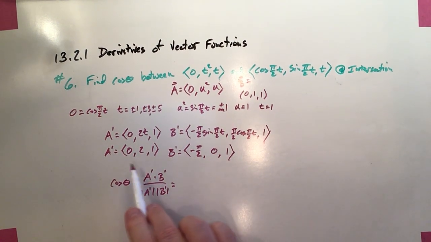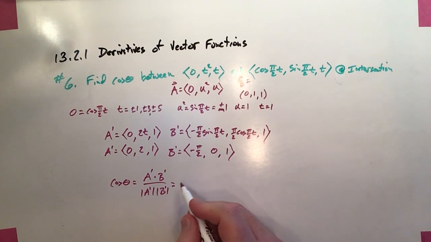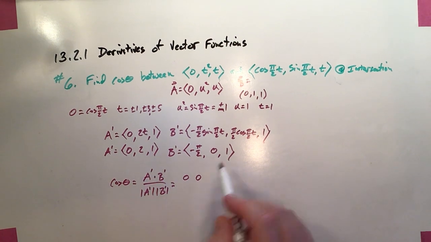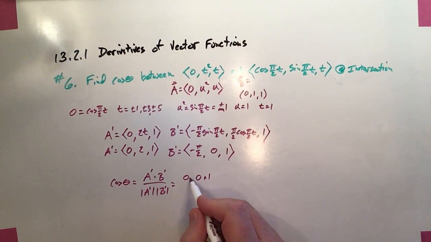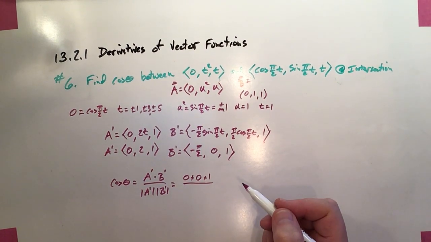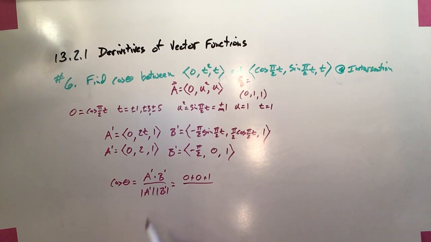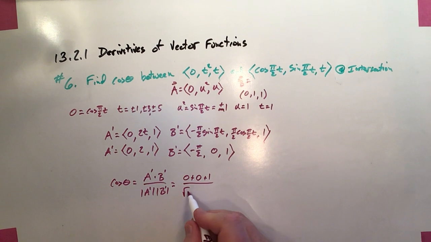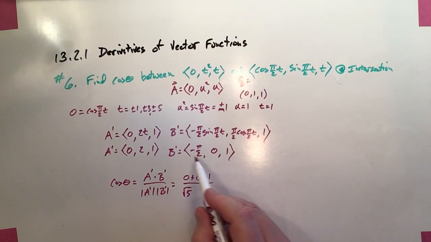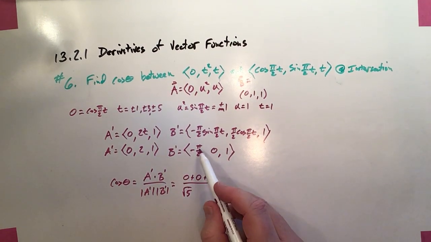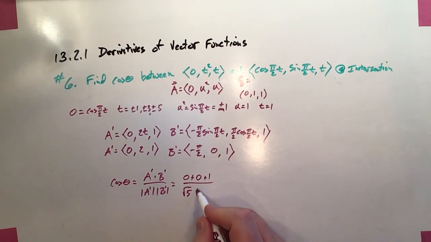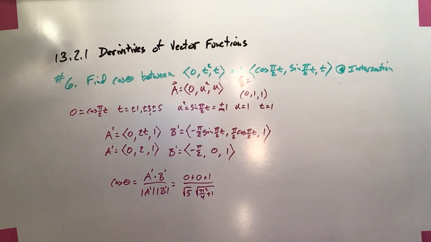Okay, well, the dot product is pretty easy. It's 0 times pi over 2, that's 0. It's 2 times 0, that's 0. And it's 1 times 1, 1. So the sum of all these is the dot product. And then the denominator is simply going to be the magnitude. So this is going to be radical 5. And then this one's going to be the square root of pi squared over 4 plus 1.